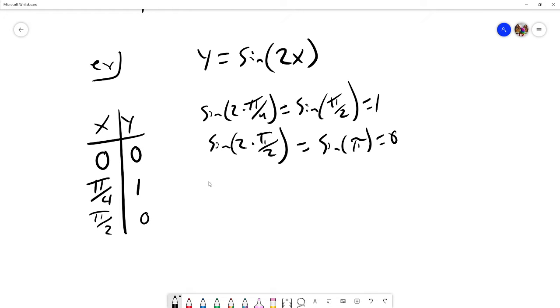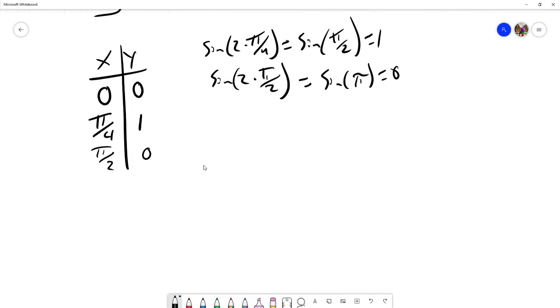And we can just plug in some more values, right? If I was to pick 3 pi over 4, we would find out this is a negative 1 because sine of 2 times 3 pi over 4, that's going to be sine of 3 pi over 2, which is negative 1. And if I plug in pi, then I get sine of 2 pi, which is 0.